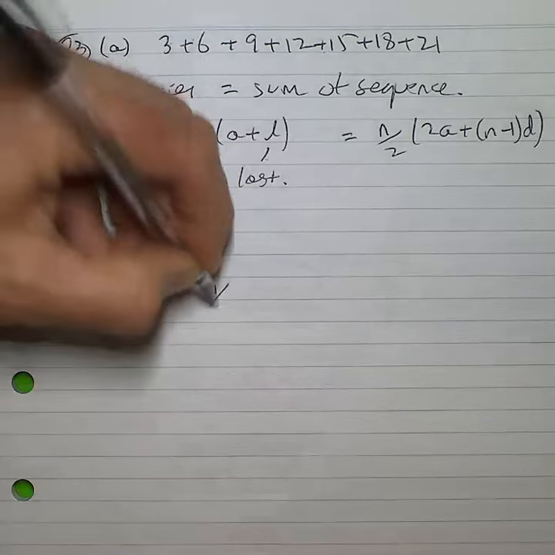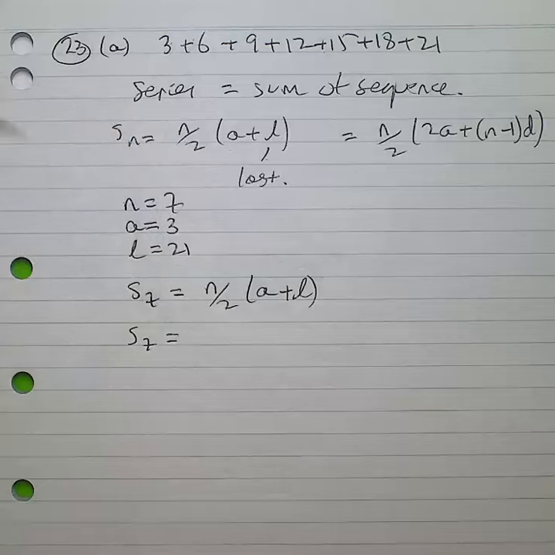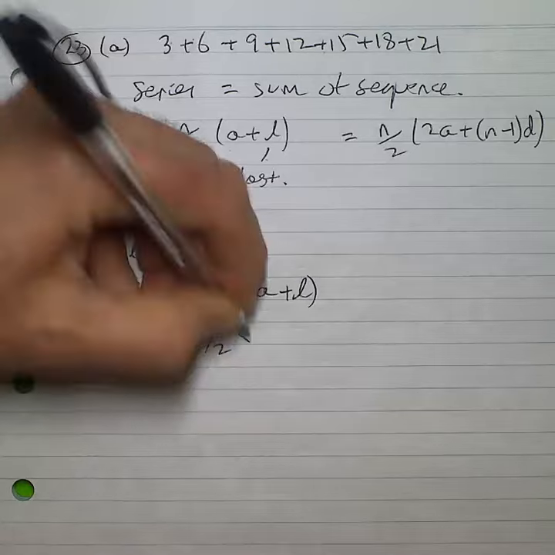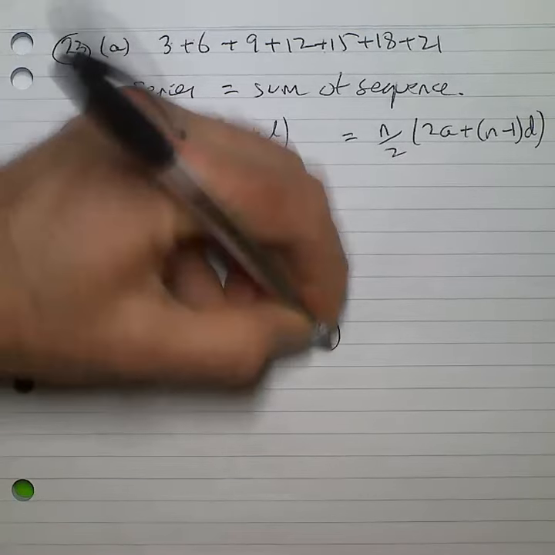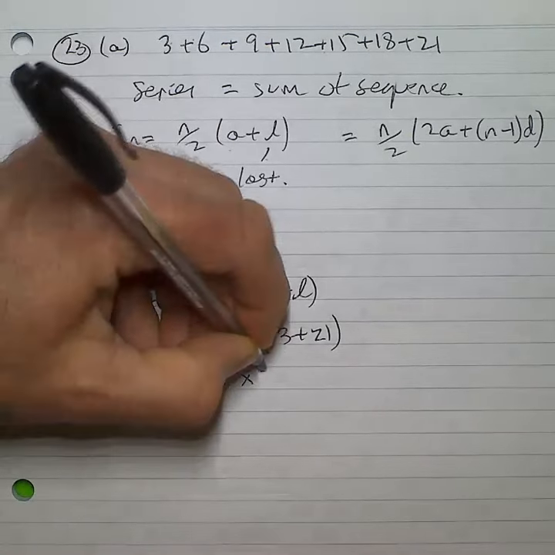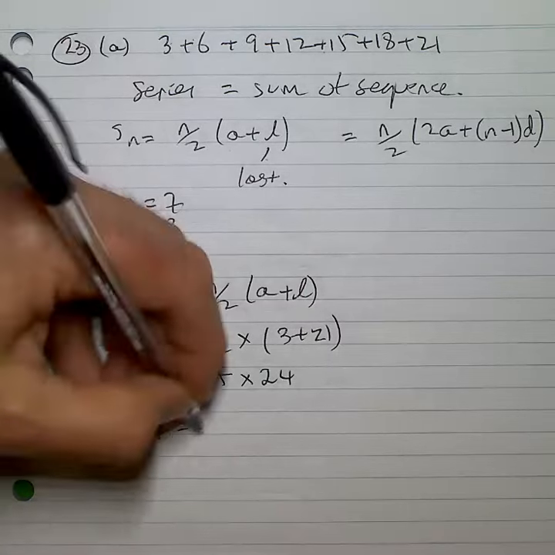Now I'm showing you how to do this algebraically. I'll show you in a moment how we could also use our calculator in order to assist. So it's 3.5 lots of 24. And when you do that, that'll be 84.